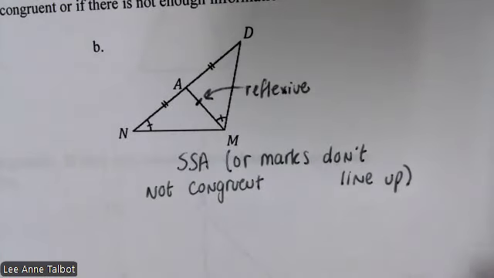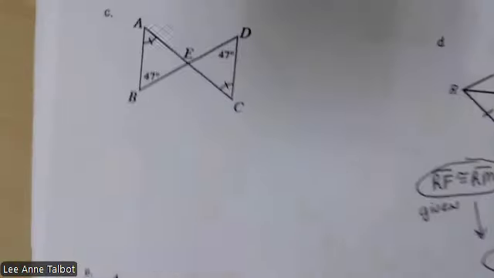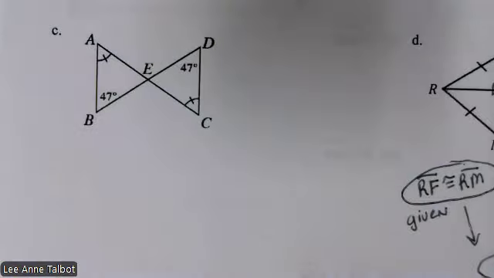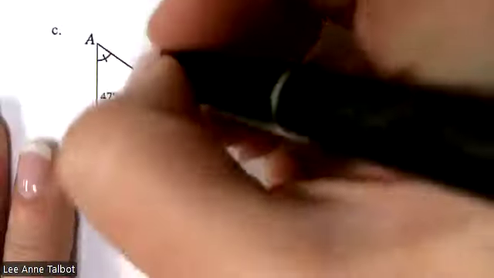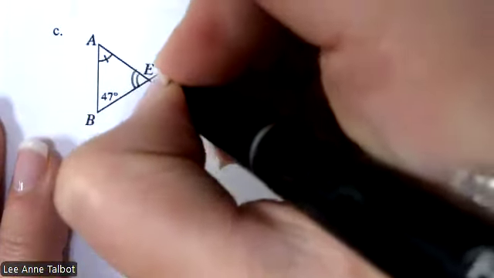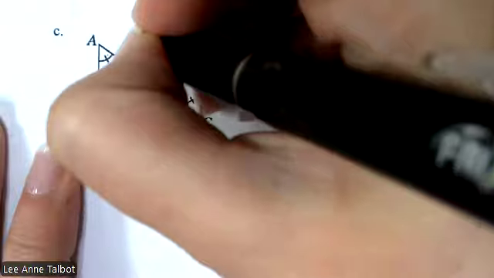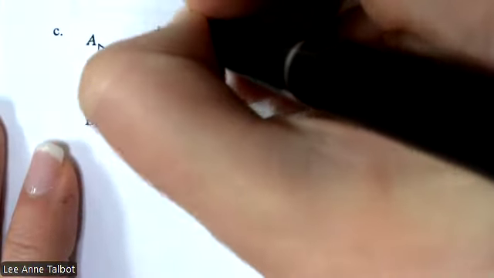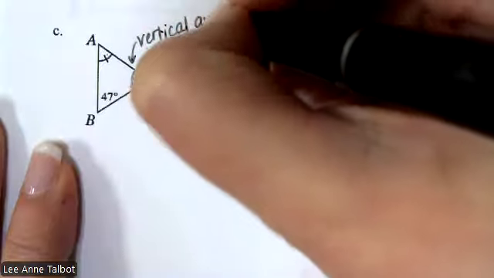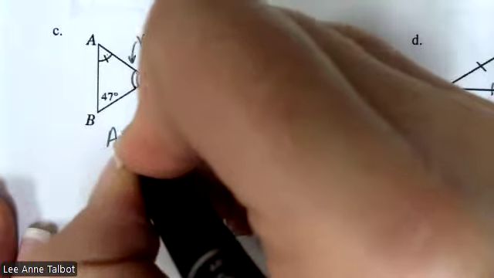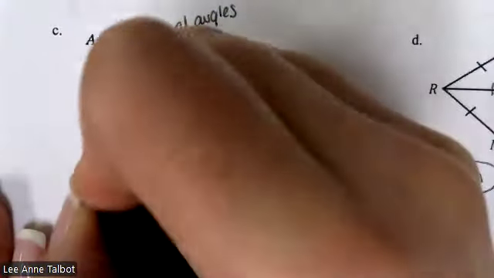Okay, now scoot your paper on over to C. What can we mark on this one? Vertical. And I'm going to put 2 marks because this one already has 1. Okay, now, Evan, what were you going to say? It's angle, angle, angle. And is that a congruence theorem? No.